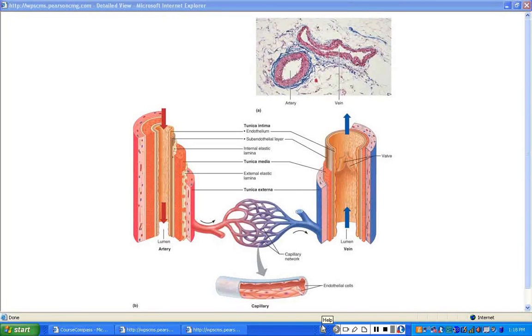It looks like, for a comparatively sized blood vessel, that the artery right there is a little bit narrower in the lumen than the vein. Would you agree?